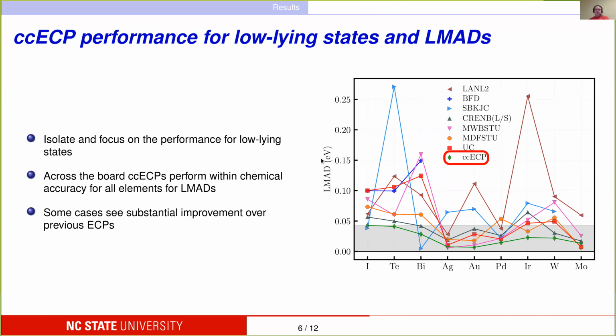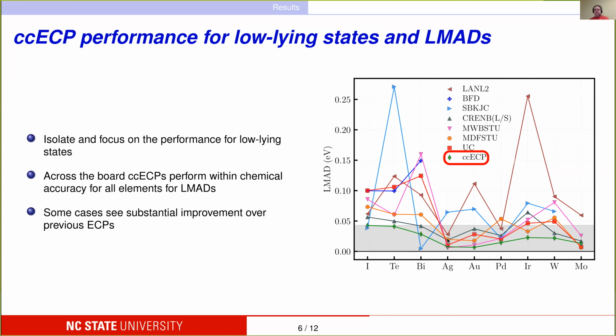Here we take a chance to zoom in to the LMADs, which are the low-lying mean absolute deviations. These specifically focus only on the electron affinity and the first and second ionization potential gaps. And over all of the elements that we investigated, our ccECP is actually within chemical accuracy for these states, at least on average.